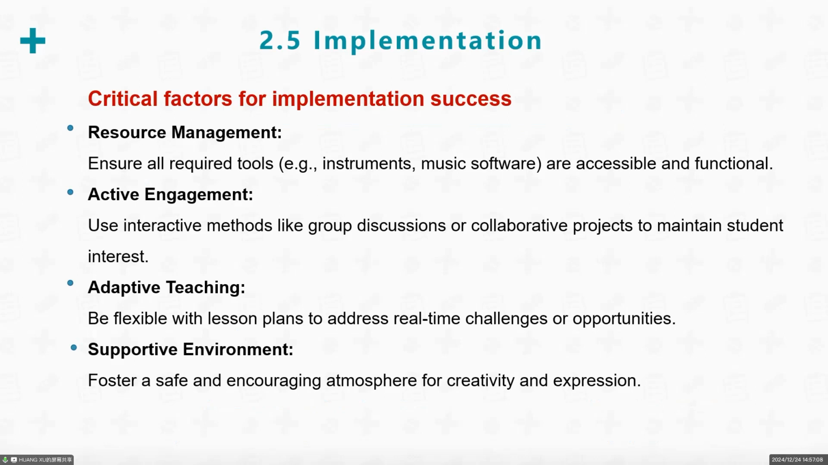The next is adaptive teaching. That is being flexible with the lesson plan to address real-time challenges or opportunities. And the last one is a supportive environment. That is fostering a safe and encouraging atmosphere for creativity and expression.